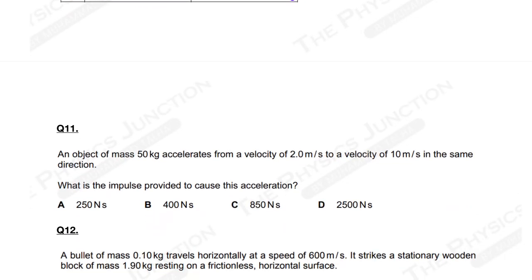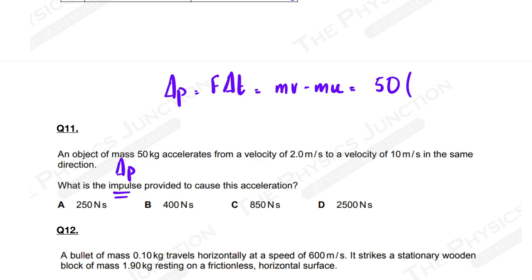Question number 11. An object of mass 50 kg accelerates from 2 to 10 in the same direction. What is the impulse provided? Impulse means this symbol, which is basically the change in momentum, which is F delta t. But if I look here, I don't have F or delta t. So I'm just going to use this idea that it's the change in momentum. So I can factor out m, which is common, 50. And v minus u is 10 minus 2, so 50 times 8, which is 400 newton seconds.